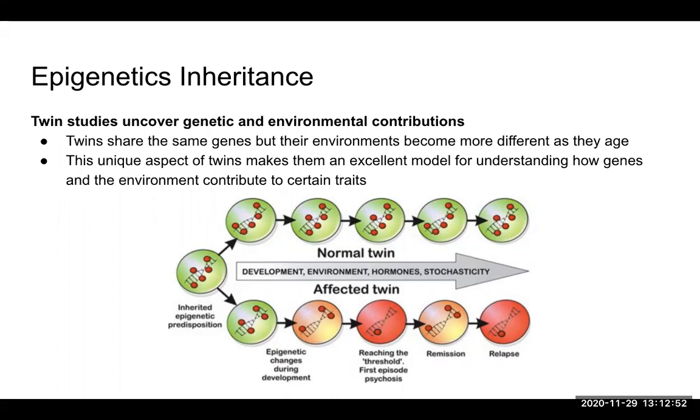If we look at the picture below, you have an inherited epigenetic predisposition. At the top, you have the normal twin and then the affected twin. So we'll look at the affected twin. You can see that methylation, so epigenetic changes during development, causes a reaching of the threshold. That's the first episode of psychosis to remission to relapse. There are plenty of articles about these types of twin studies. It's really cool to check out, so I highly recommend it.